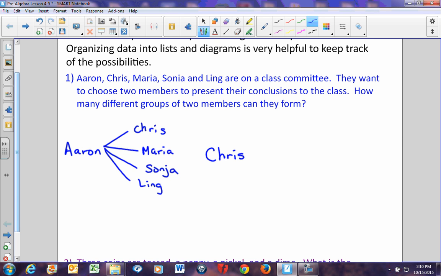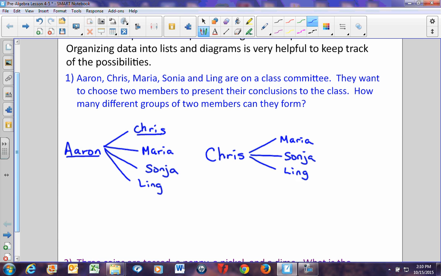Now, Chris was already paired with Aaron, so we can't repeat that pairing, because right back here we had Aaron paired with Chris. So Chris paired with Aaron is exactly the same 2 people. So we can skip having Chris paired with Aaron, and of course he's not going to be paired with himself. So then Chris can be paired with Maria, Chris can be paired with Sonia, and Chris can be paired with Ling. Okay, so those are the pairings for Chris. So we have the pairings for Aaron and the pairings for Chris.